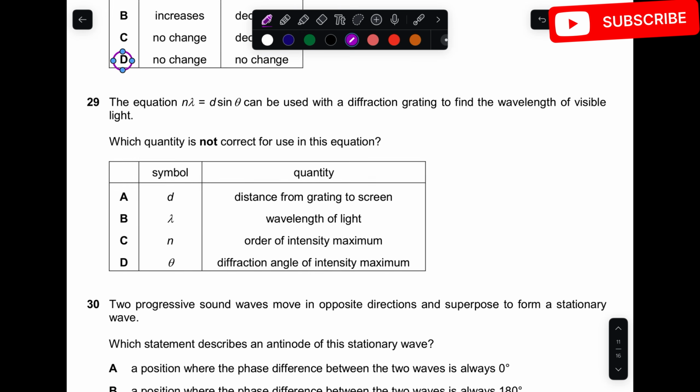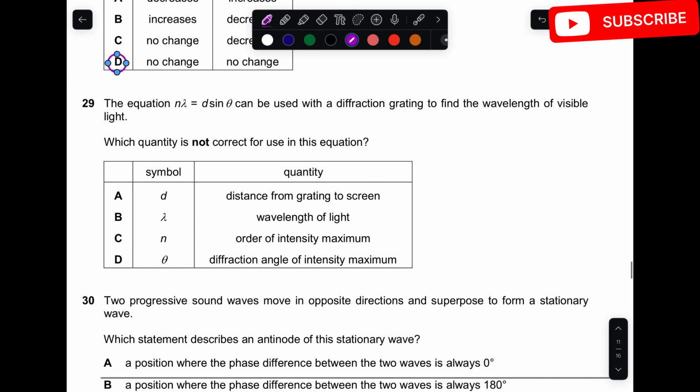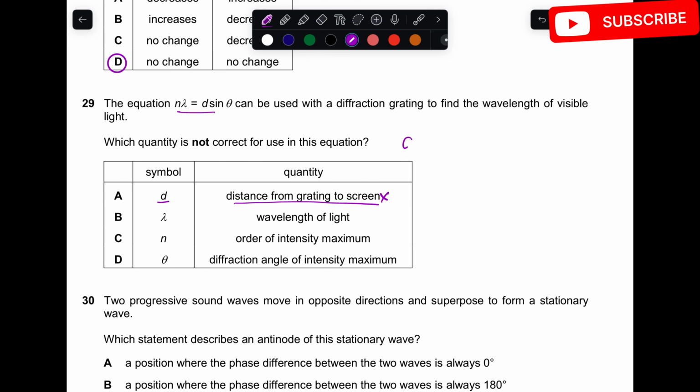Okay, the equation n lambda is equal to d sine theta can be used with the diffraction grating to find the wavelength of visible light. Which quantity is not correct for use in this equation? Okay, so A: d is equal to distance from the grating. No, that is incorrect. d is basically, if you remember, the spacing between adjacent slits, not the screen. So this is option A.